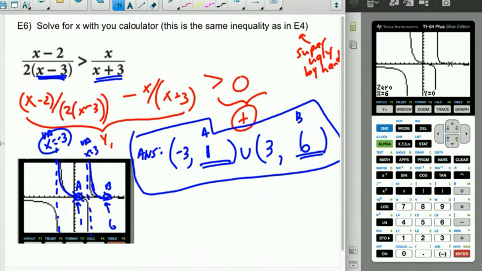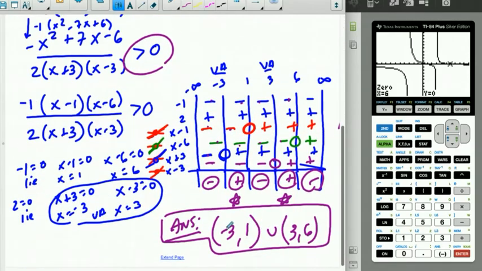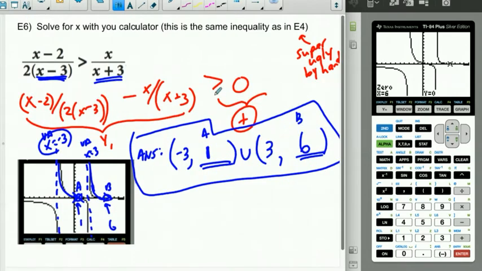So if we go back up and look at example 4, which was the one that was kind of crazy. Let's see. Should have been this guy right here. If we go back up and look at example 4, sure enough, negative 3 to 1 and 3 to 6, and that's the exact same answer we got by using the calculator, right? So same interval. You can see that it's a lot less work if you have a calculator.